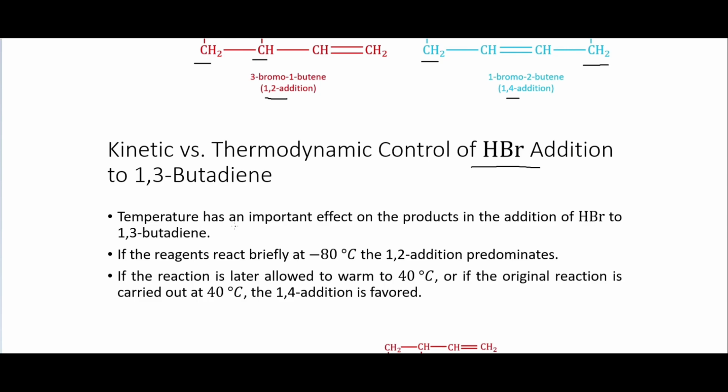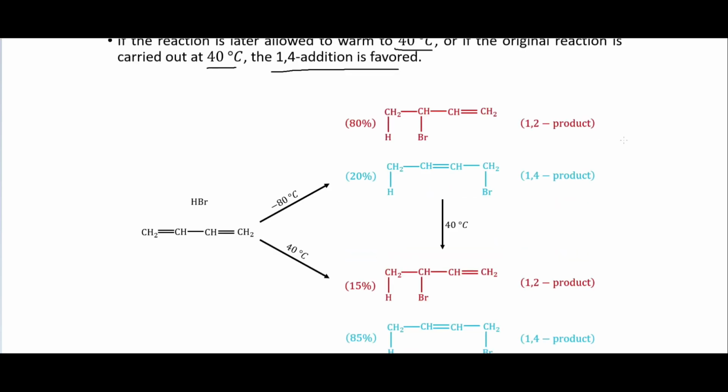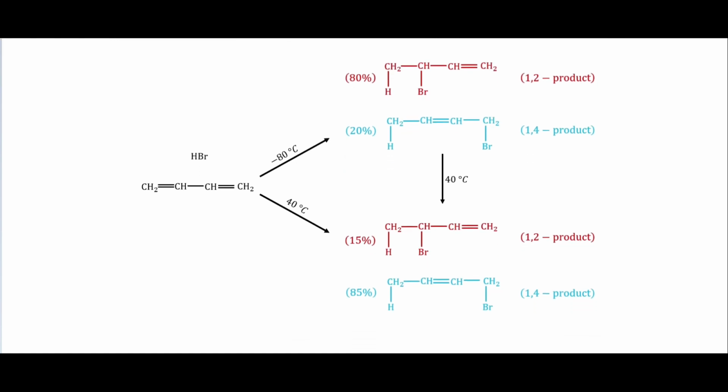So we see that temperature has an important effect on the products in the addition of HBr to 1,3-butadiene. If the reagents react briefly at -80 degrees Celsius, the 1,2 addition predominates. If the reaction is later allowed to warm to 40 degrees Celsius, or the original reaction is carried out in 40 degrees Celsius, the 1,4 addition is favored. So we see something like this, where we are adding this HBr to this double bond right here, and the bromide could go to the 2 or the 4 position.